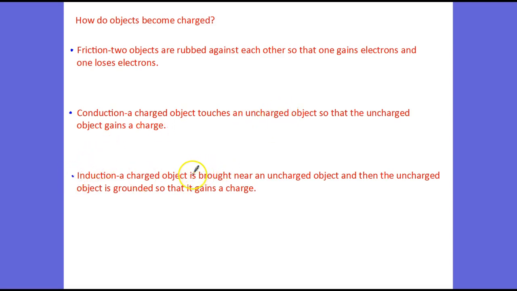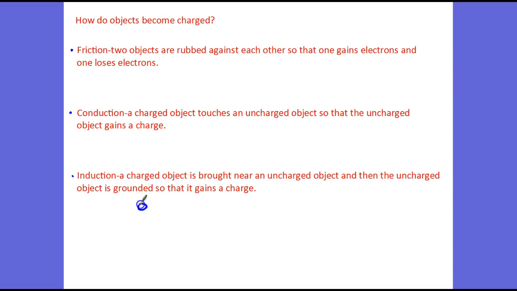Induction is a little bit more complicated. Luckily, you don't have to know too many details. A charged object is brought near an uncharged object. Then the uncharged object is grounded so that it gains a charge. An example of this is an electroscope.